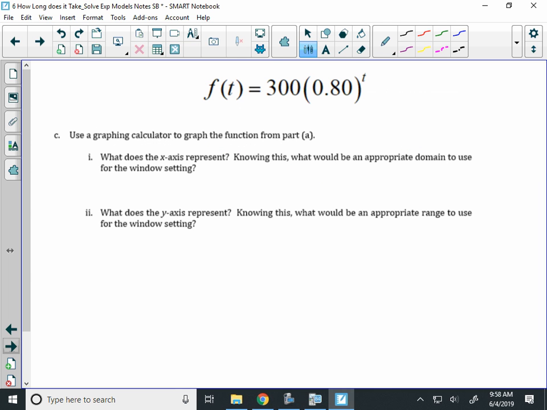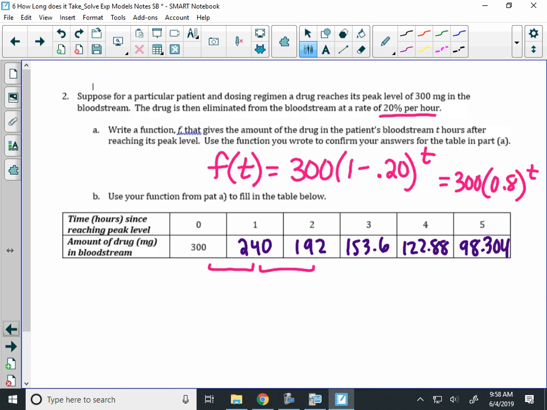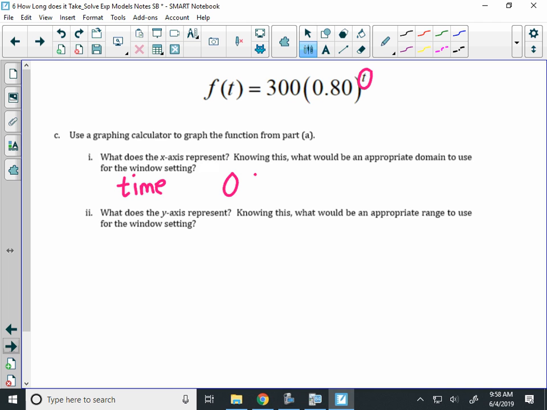What does the x-axis represent? Well, the x-axis, again, is our exponent, which is time. So that's the number of hours that the medicine is in your bloodstream. So let's see, at least with my table here, I was going from 0 to 5. Let's make it go to 20 again. That way I'm kind of covering a lot of stuff.